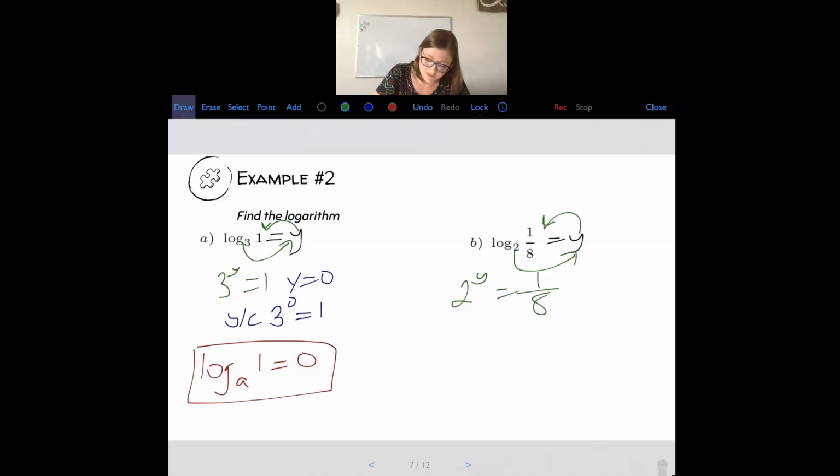For instance, 2 to the negative first is 1 over 2. 2 to the negative second is 1 over 2 squared, which is 1 over 4. And then you can keep going. 2 to the negative third is 1 over 2 cubed, which is 1 over 8. So in this case, y is negative 3.